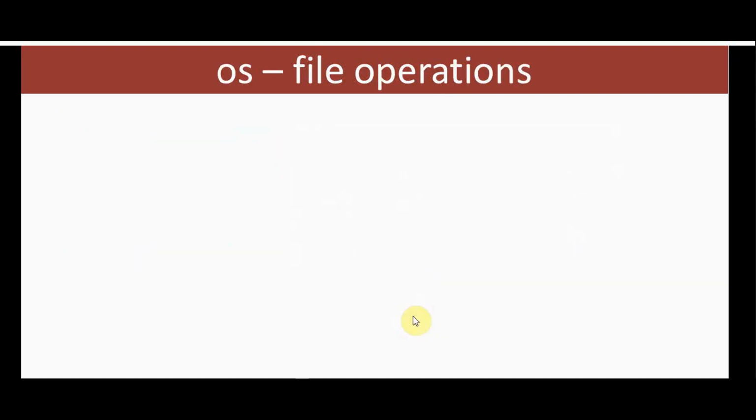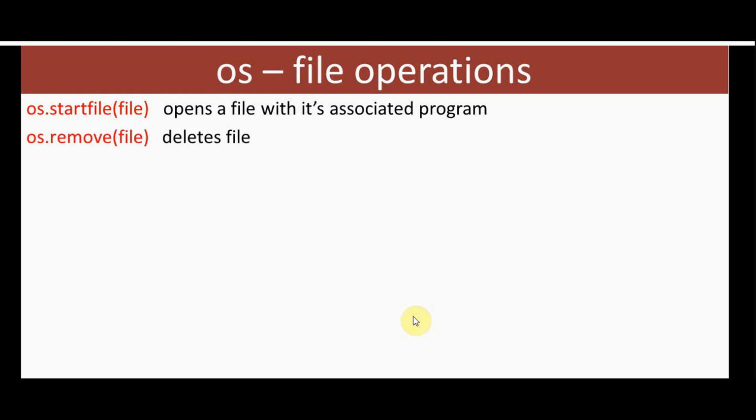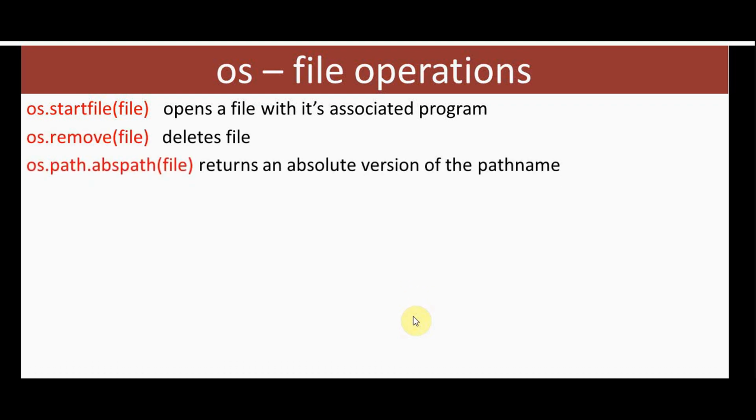We have lots of methods available. Specifically, we are going to see the methods for file operations. So first method is os.startfile. It takes an argument file. So this will open the file with its associated program. You can open any file with the proper extension. os.remove is to delete a particular file, and there is a submodule in OS called os.path.